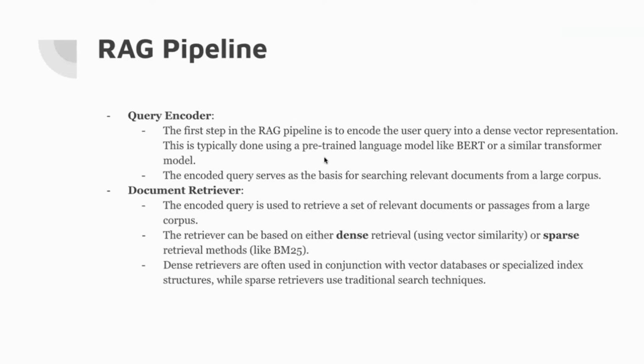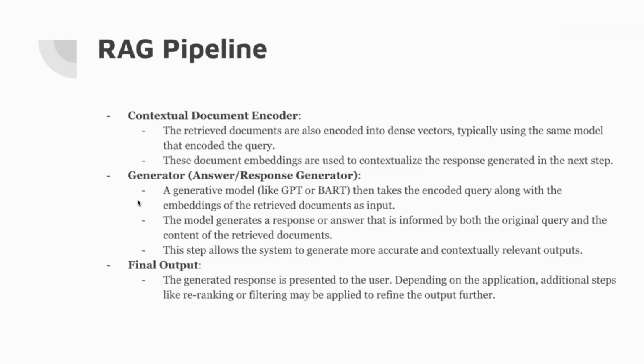So query encoder is required, number one. Number two, the document retriever is required. We need to retrieve the document, so we have to prepare embeddings of that. Then we need a contextual document encoder, which is going to look into the relevant sections from the document. And finally, a generator. So what is this generator? This generator is nothing but the LLM model that is going to generate the response that we are having.